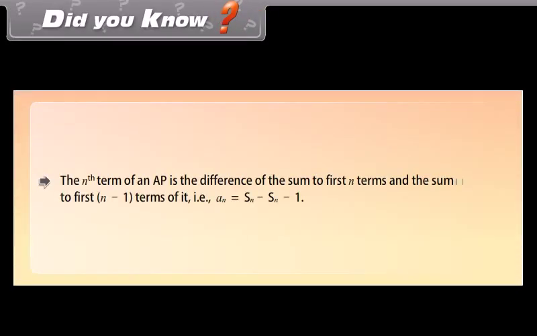Did you know? The nth term of an AP is the difference of the sum to first n terms and the sum to first n minus 1 terms of it, that is, an is equal to Sn minus Sn minus 1.